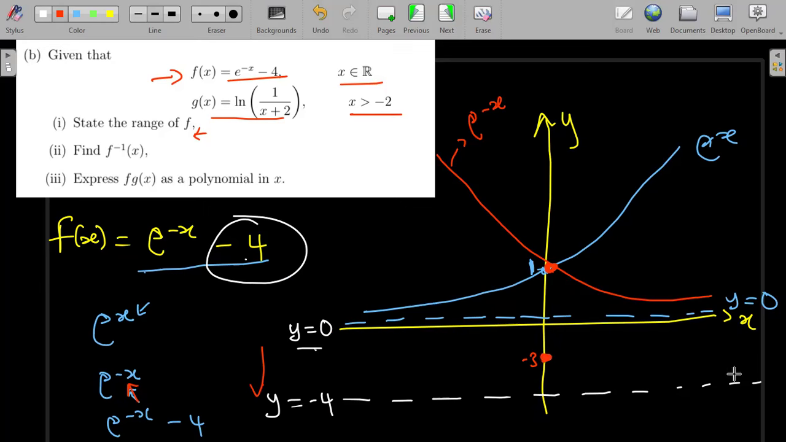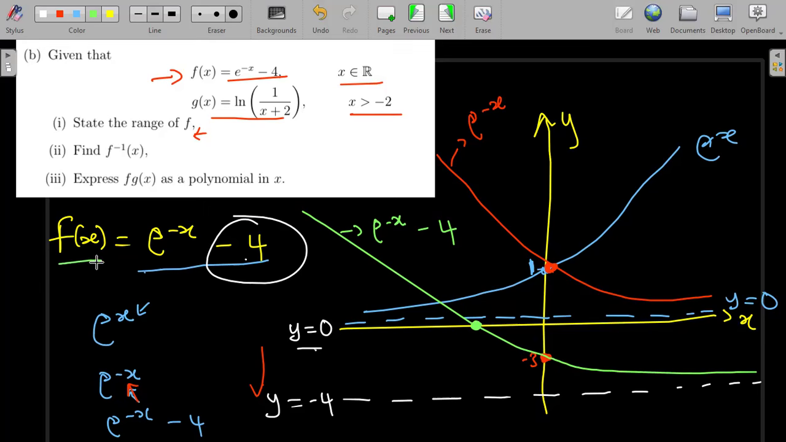Okay, so our curve now will not be touching the y-axis. I mean, not touching y equals minus 4, like that, and then it passes there and then goes like that. So this one is e to the power minus x, minus 4. To find this point on the x-axis, you just let y equal 0, because this is the x-axis, right? So you set f of x to be equal to 0, and then you solve for x, and you see that this point is just minus ln 4 like that.